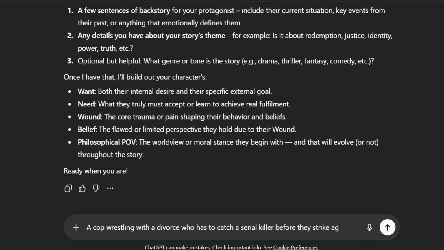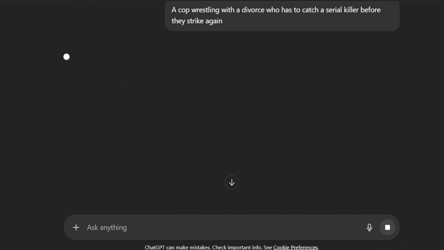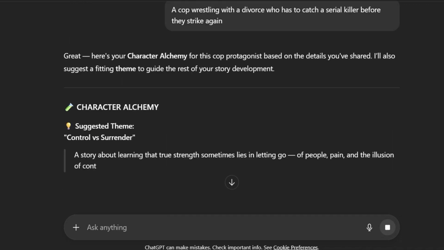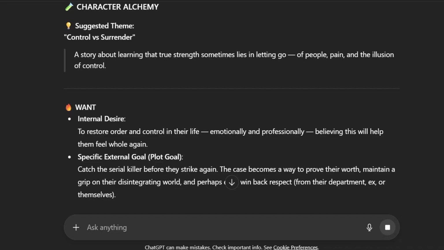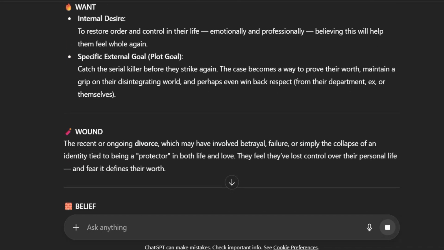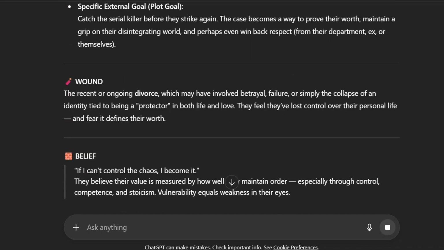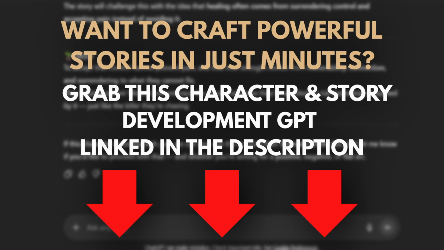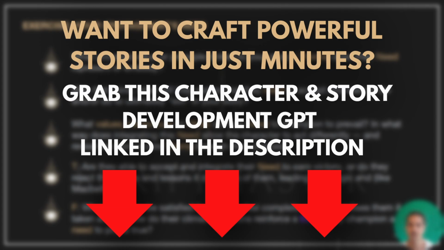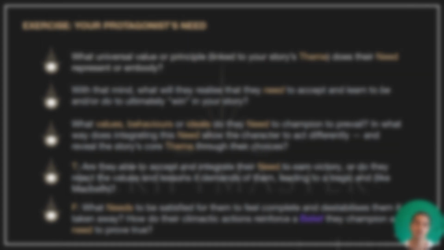If you're writing a story with a transformative arc, are they able to accept and integrate their need and therefore earn victory? Or do they reject the values and lessons that their need demands of them, leading to a tragic end like Macbeth or Walter White? If you're writing a story with a flat arc, what needs to be satisfied for your protagonist to feel complete and destabilizes them if taken away? How do their climactic actions reinforce a belief they champion and need to prove true?